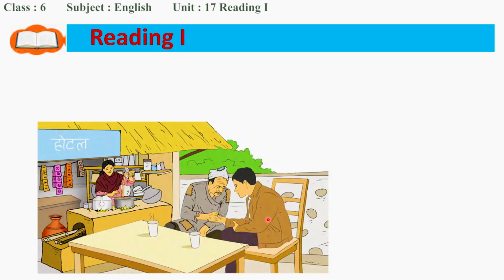So, the reading 1. Let's have a look at this picture, okay? And discuss the plot, the situation, how the story starts. Where do you think these people are in the picture? Wonderful. They are in a hotel, okay? And who do you see? Yes. All right. She is the owner of the hotel.